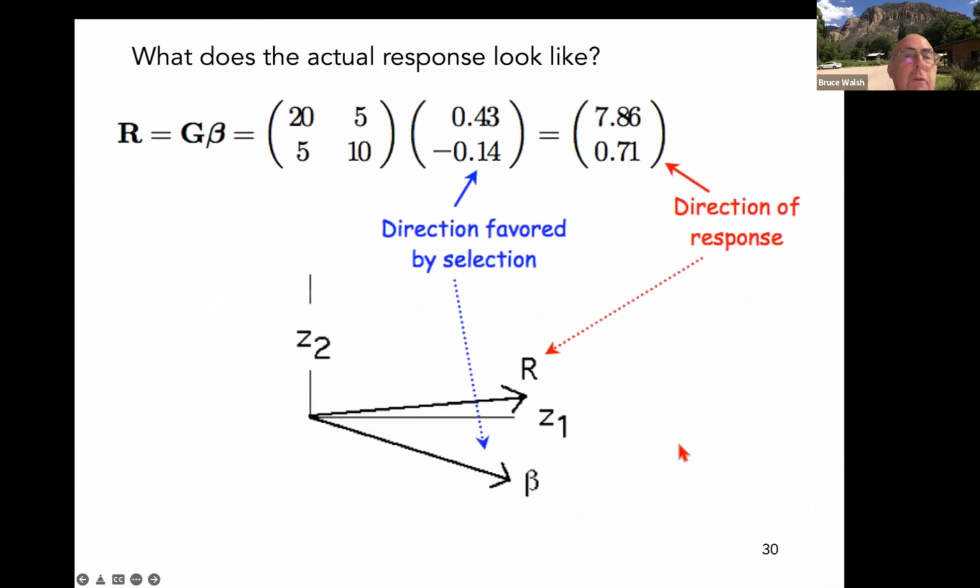What's the actual response going to be? Well, beta is the direction you're trying to move. That's as a breeder, that's what you selected for. You're trying to go that way. That's what beta is. What's the actual response? It's this. So I'm trying to increase trait 1. I do increase trait 1, but I'm also trying to decrease trait 2. But here I end up actually increasing trait 2. So my optimal direction, beta, I actually rotate off that a little bit. And why do I rotate off there? It's the nature of the genetic variances and covariances in here. And we call that rotation a genetic constraint.